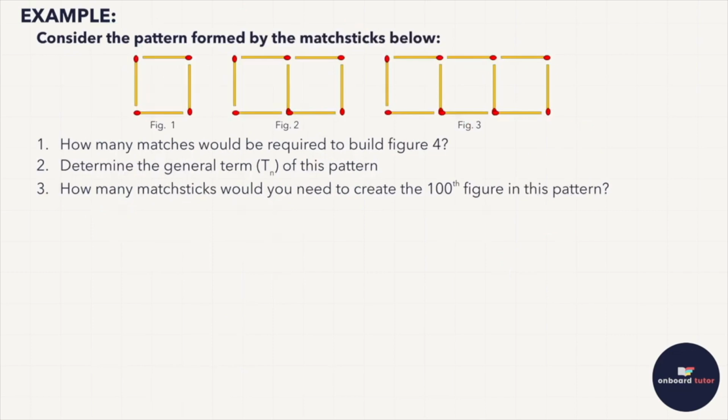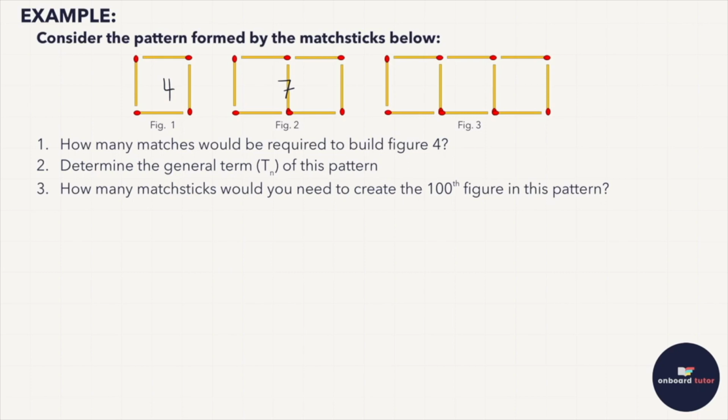Let's look at one last example here. Consider the pattern formed by the matchsticks below. So what we've got is someone who is playing around and they have formed, with 4 matches, they have built figure 1. And then what they've done is they've added on, there's figure 1, and they've added on 1, 2, 3 matches. So with 7 matches in total, they have built figure 2.